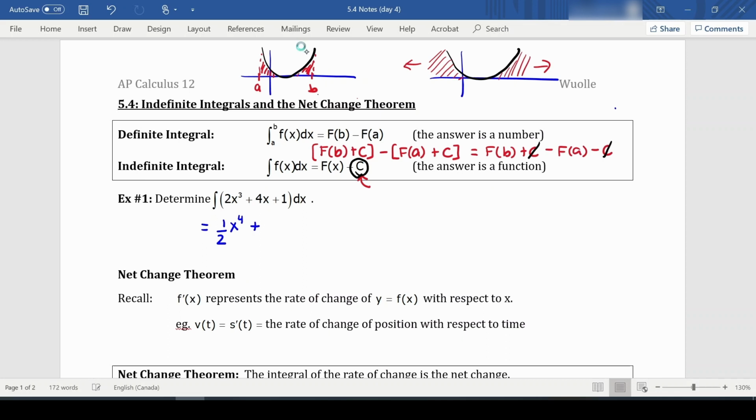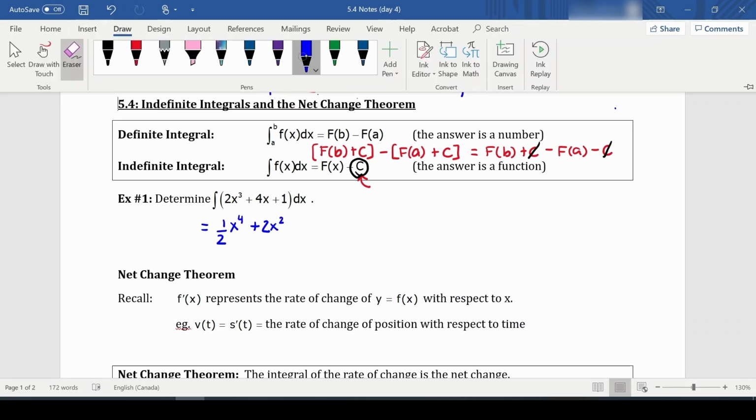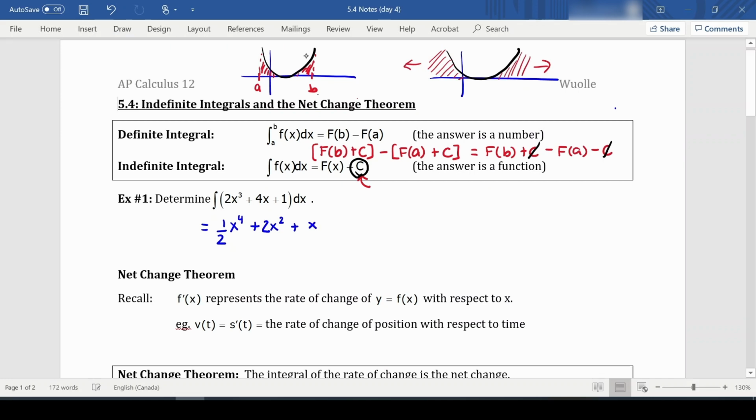The next one, the antiderivative of x is x squared. But again, if I take the derivative, I get 2x. I'm supposed to have 4x. So that means I need an extra 2 in front. And the antiderivative of 1 would just be x. And then I need my constant of integration, which is plus c, and I would be done. So do not forget the c.